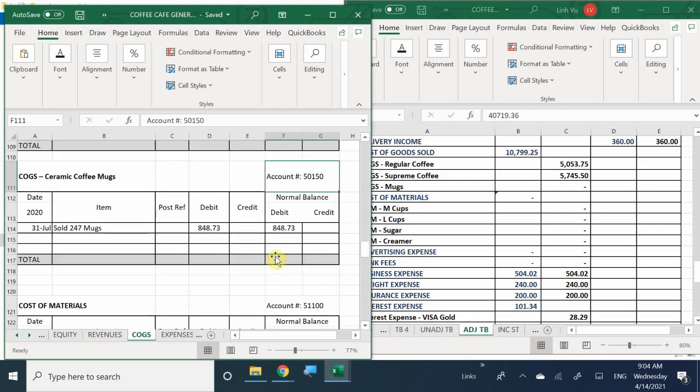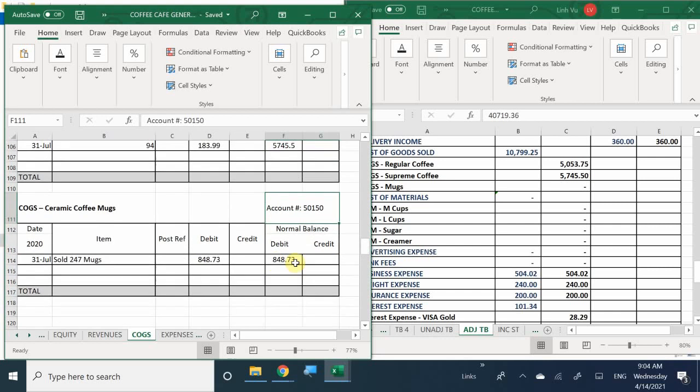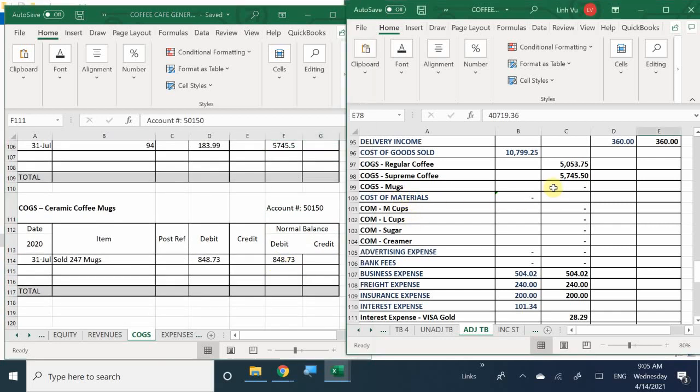Now, what has changed? We have cost of goods sold for our coffee mugs. As you can see, it's already in my trial balance. So, what is my total balance for my cost of goods sold for the coffee mugs? 84873. Okay, there you go. It updated my formula.